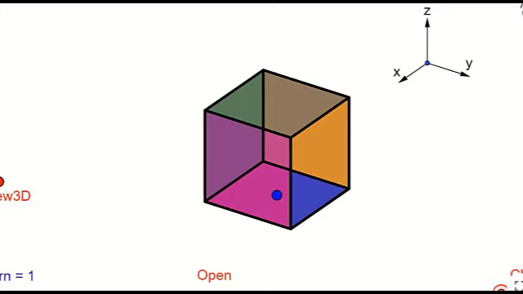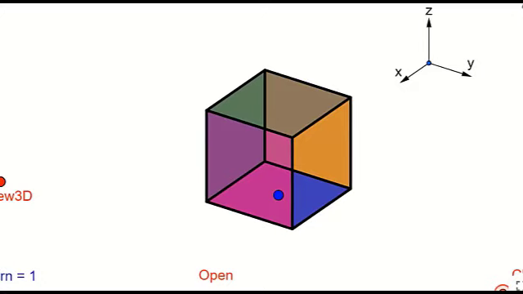Let's count its edges. The edges here mean the line segments that form the cube. Let's count: 1, 2, 3, 4, 5, 6, 7, 8, 9, 10, 11, 12. So the cube has 12 edges.